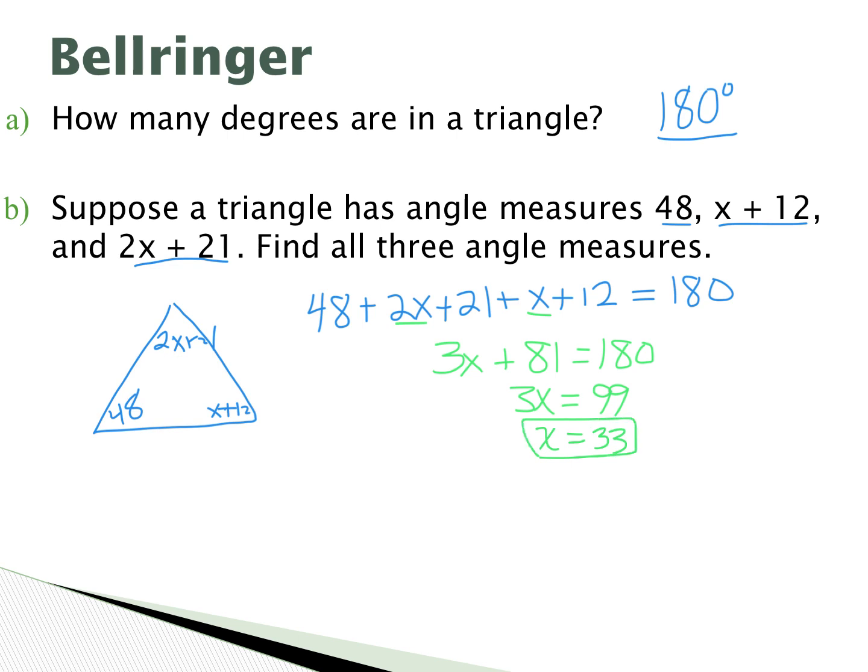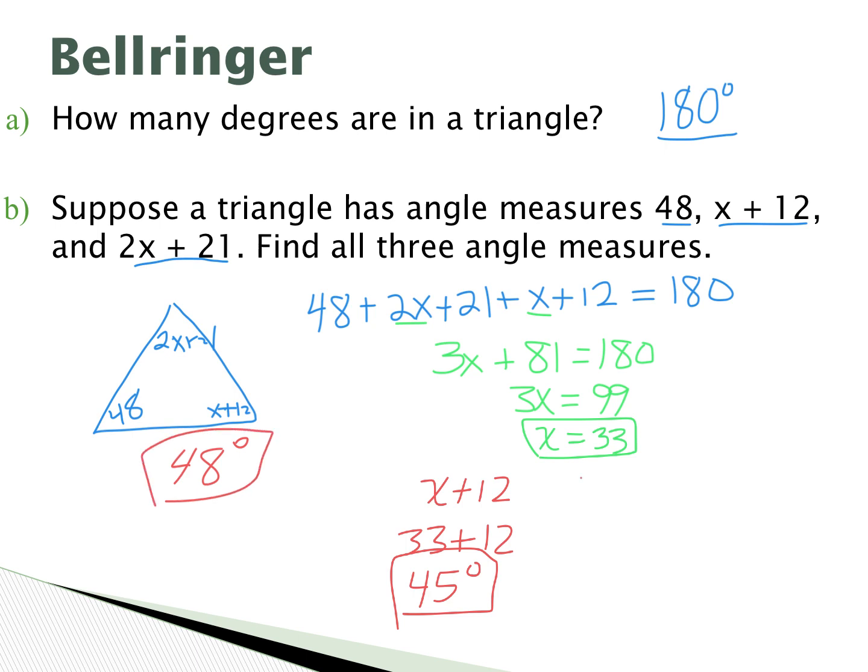Okay, now it says find all three angle measures, so that would be 48 degrees. And then x plus 12 would be 33 plus 12, which would be 45 degrees. And then the other one, 2x plus 21, would be 2 times 33 plus 21, which is 87 degrees. So those would be your three angle measures.